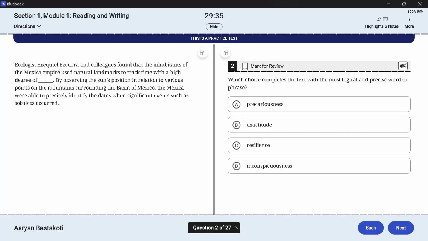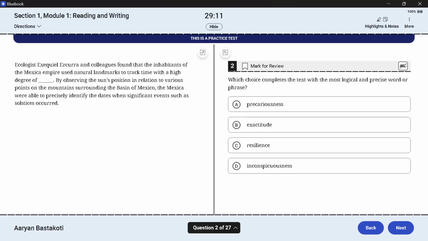Ecologist Ezequiel Ezcurra and colleagues found that the inhabitants of the Mexican Empire used natural landmarks to track time with a high degree of blank. Okay, by observing the sun's position in relation to various points on the mountains surrounding the basin of Mexico, the Mexica were able to precisely identify dates when significant events such as this occurred.